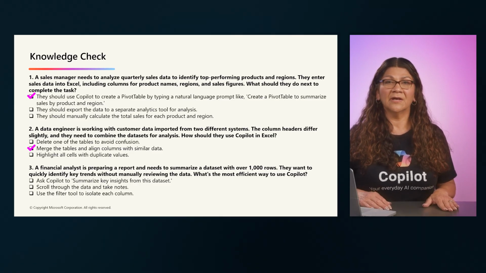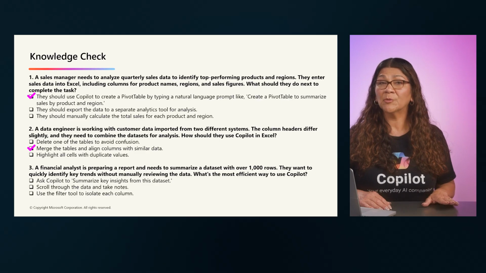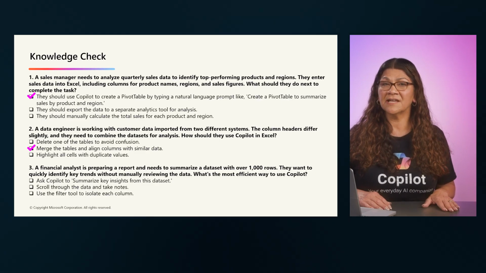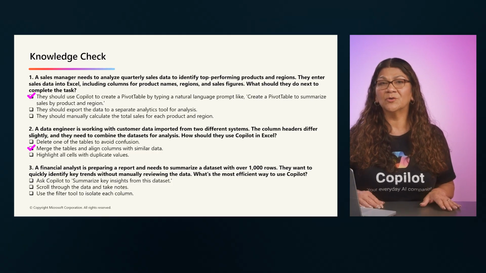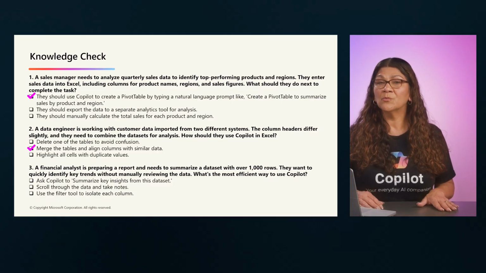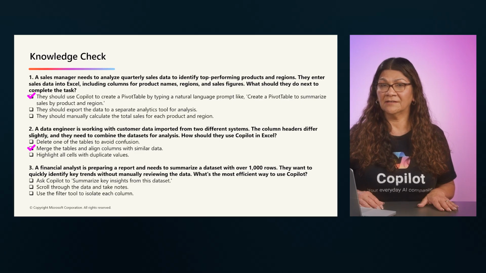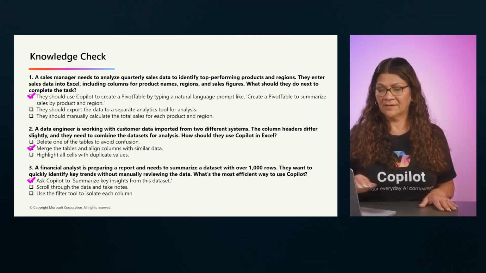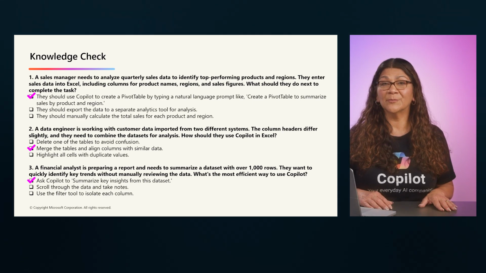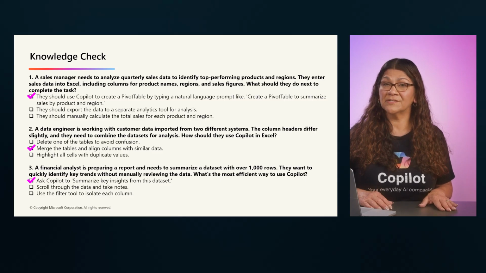Question 3. A financial analyst is preparing a report and needs to summarize a data set with over 1,000 rows. They want to quickly identify key trends without manually reviewing the data. What's the most efficient way to use Copilot? Answer: ask Copilot to summarize key insights from this data set.